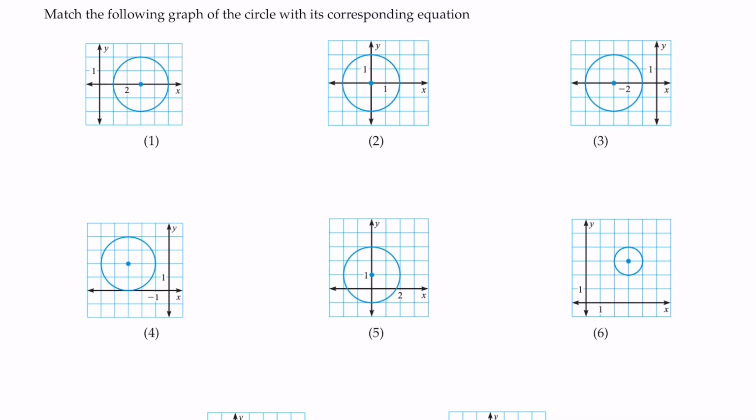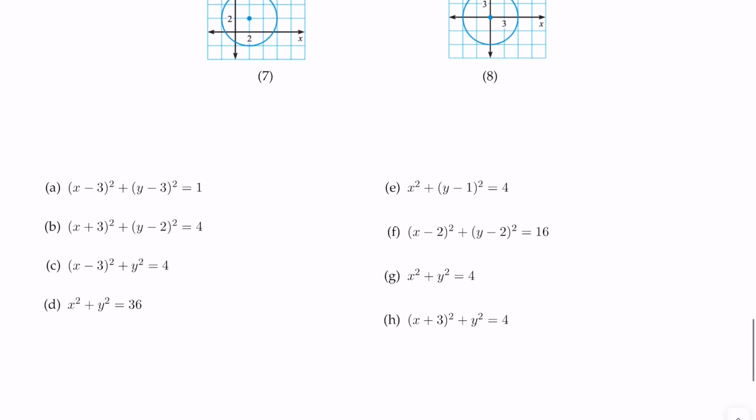For instance, for number 1, for the first circle, what is the radius equal to? 2. What is the center equal to? 2, 0. It's not 2, though. 3, 0. Okay, so the standard form should be (x - 3)^2 + (y - 0)^2 = 4, or 2 squared for that matter. Now you go down here to the equations given to us. (x - 3)^2 + (y - 0)^2 = 2^2, which is 4. So 1 is C.